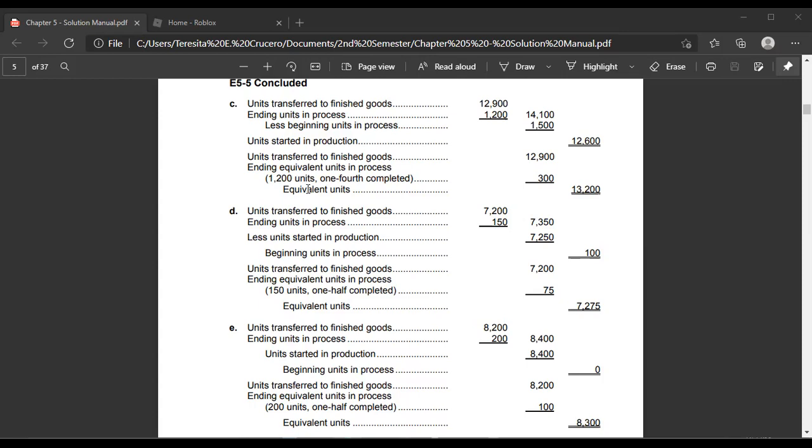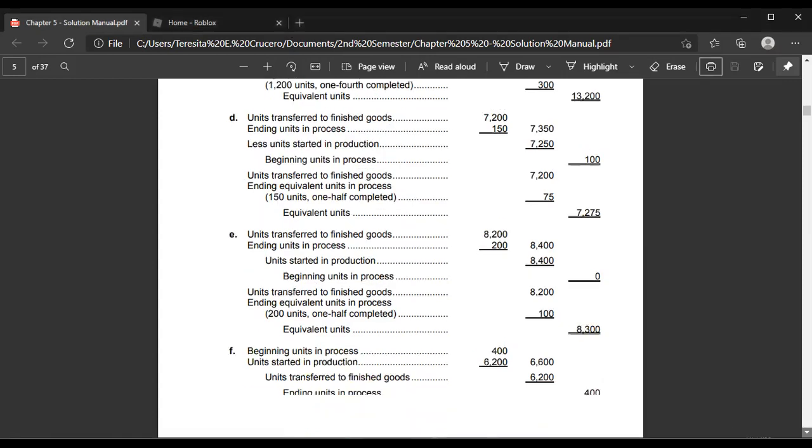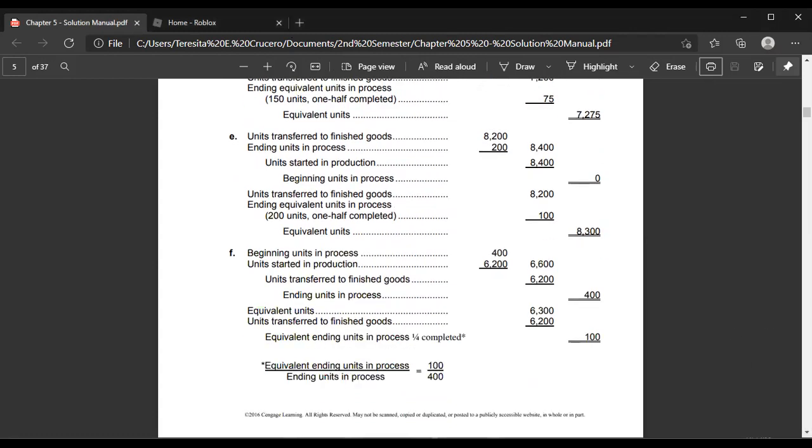Letter F. We have now beginning inventory 400 units, and then we have 6,200. So the total is 6,600. That's your units to be accounted for. Then the units completed 6,200. The ending inventory is 400 units. So for the equivalent units, you are given 6,300.